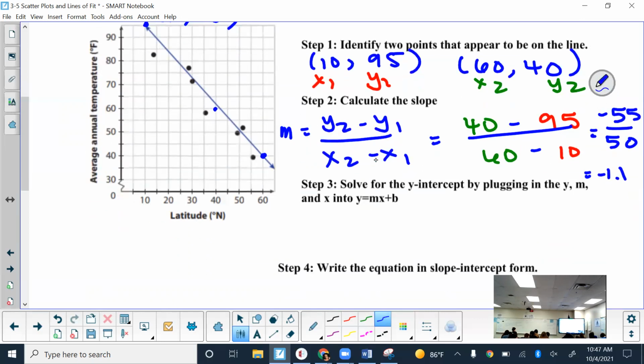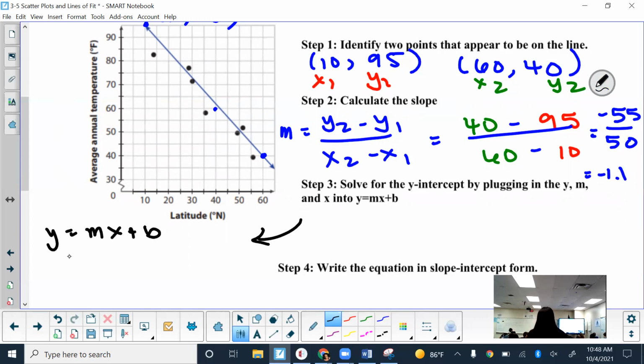Any questions? All right, now from here, you should know how to solve for the y-intercept, but still I have kids asking questions every day. So here it is again, like the third or fourth time now it's shown up in the lesson. What you have to do is plug in the y, m, and x into y equals mx plus b. I'll do that over here so that I have enough room.